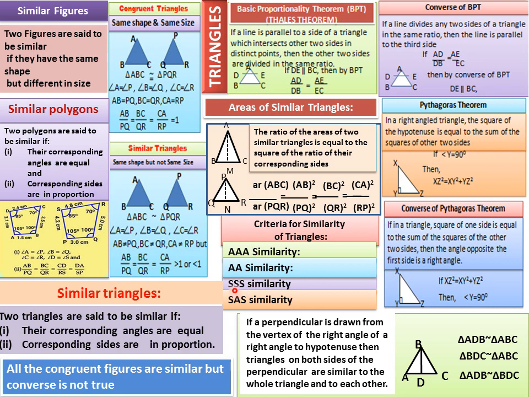Then SSS similarity: if in the given two triangles the three corresponding sides are proportional to each other, then we can say that those two given triangles are similar to each other. Then the last similarity condition is, if in the given triangles two corresponding sides are proportional and the one corresponding angle is equal, then we can say that the two triangles are similar to each other. So that is called SAS similarity.